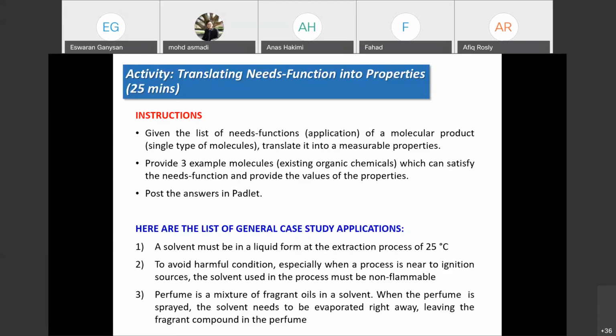Chemicals in perfume, yes. Chemicals in perfume. Okay, you have 10 minutes.